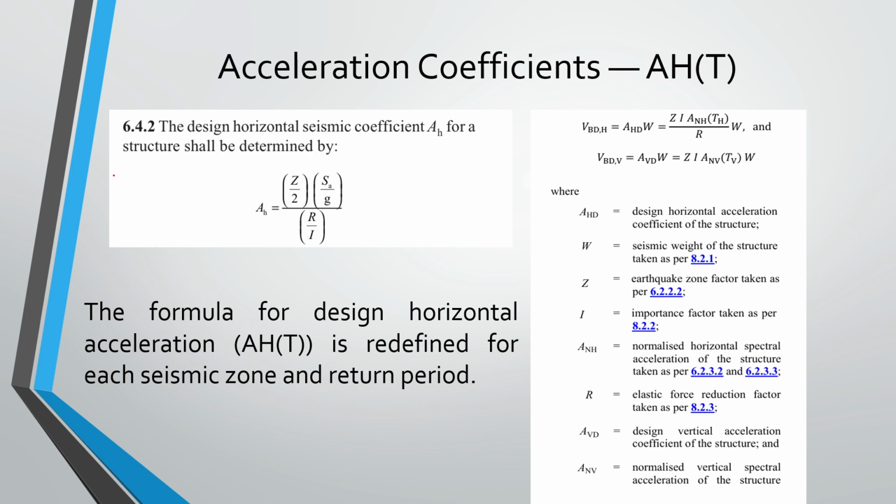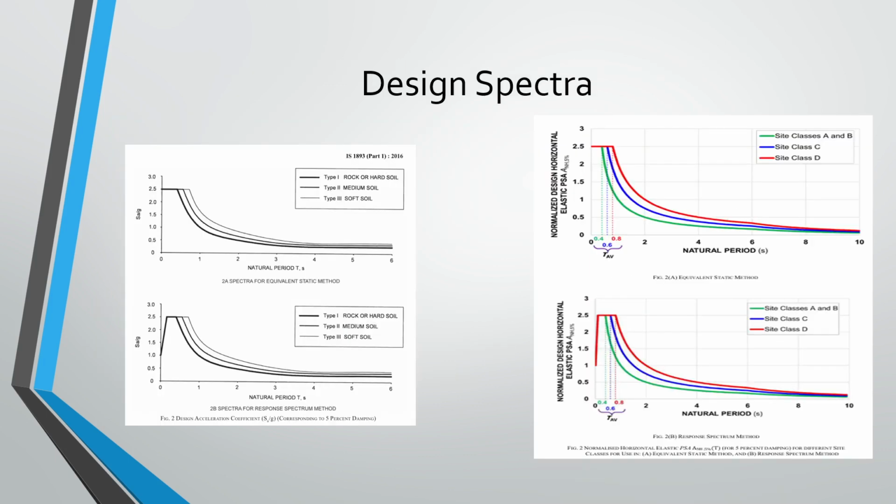Next is this, from the 2016 code, the formula Z by 2 into SA by g into I upon R. So you can see there are some changes in the formula for AH. The formula for the design horizontal acceleration is redefined for each seismic zone and return period. So the formula for AH is a little modified.